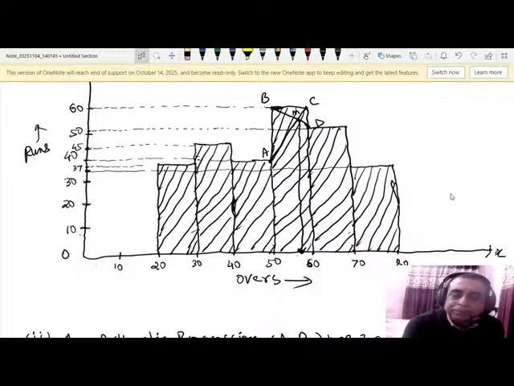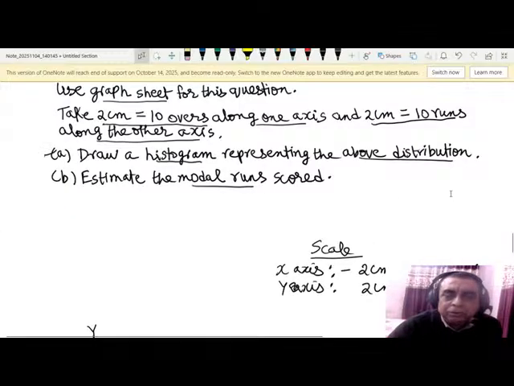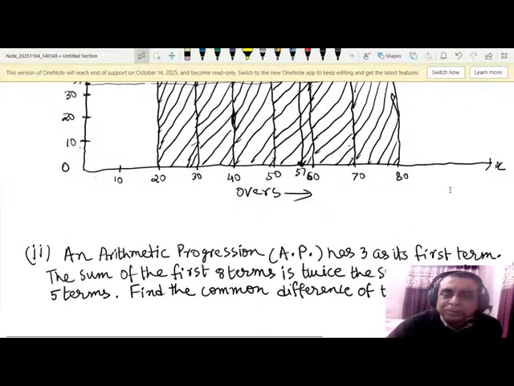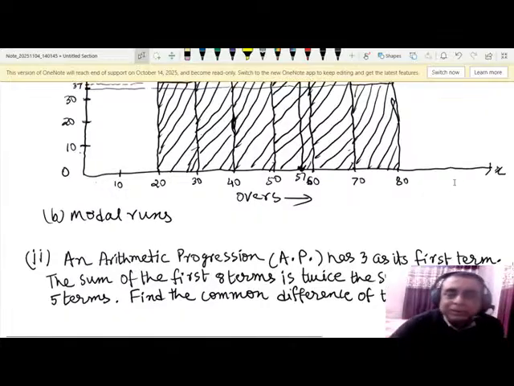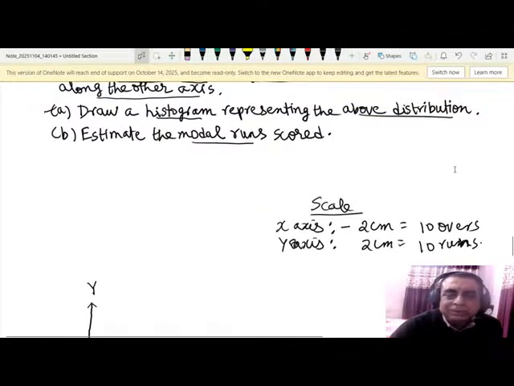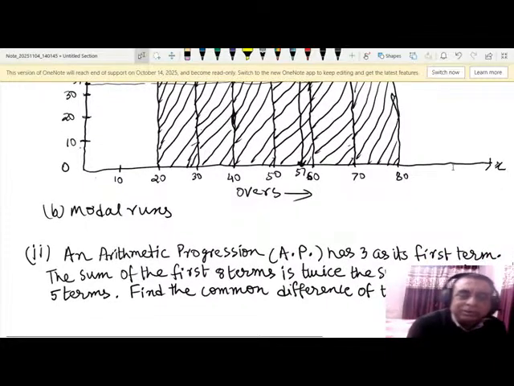57 approx. Okay, so it is 57. So the modal runs score is 57 runs. So that is the answer. So B part, modal runs. So the modal runs is how much? It is 57. Modal runs scored is here. You read this mark. Here it is 57.